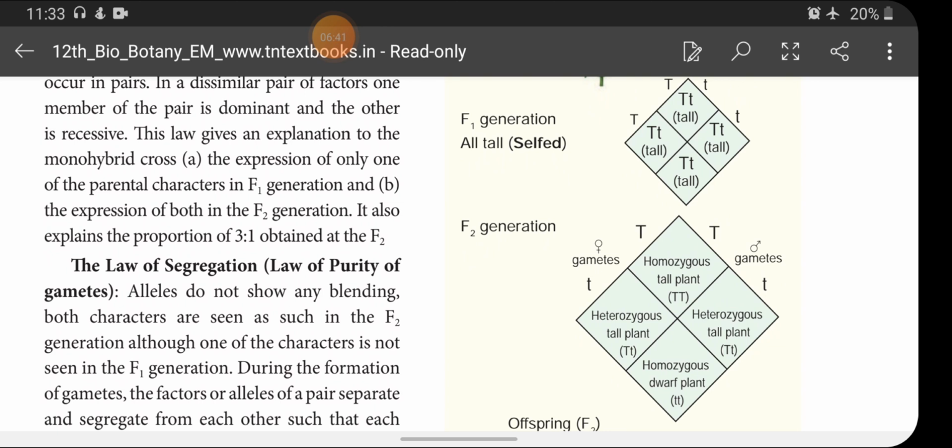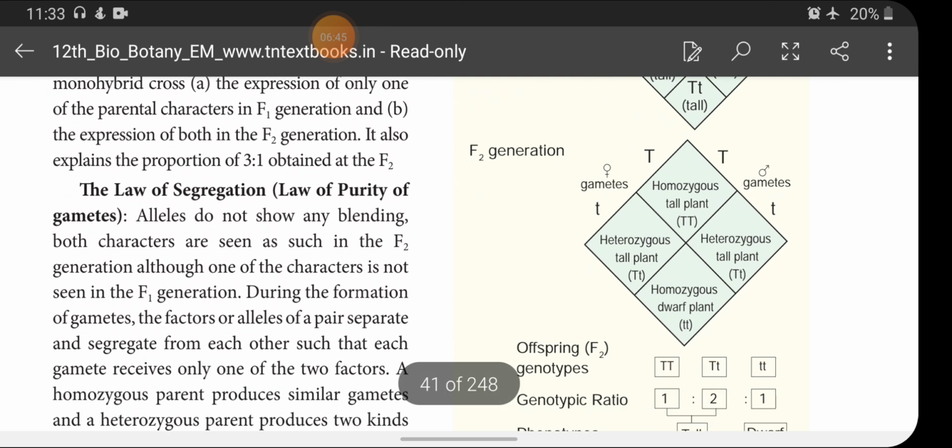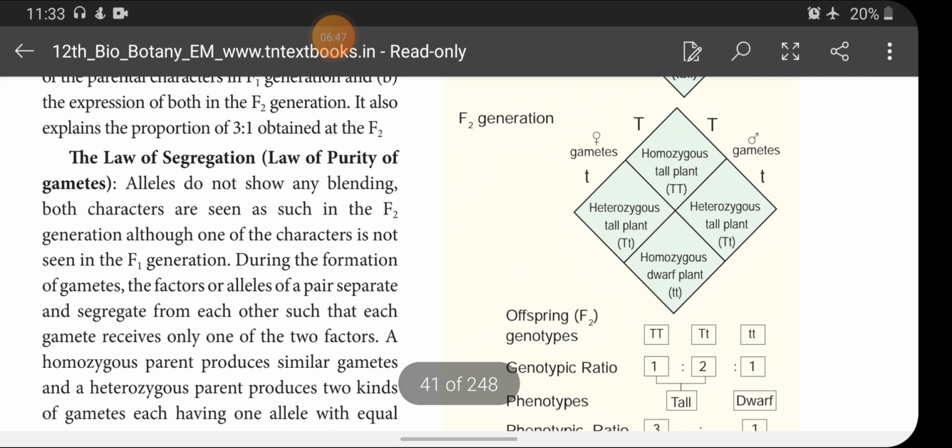The F2 generation has the ratio of 3:1. That is 3 tall plants and 1 dwarf plant. The law of segregation, or law of purity of gametes.